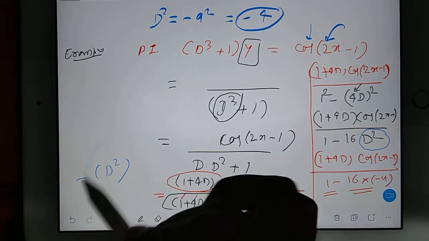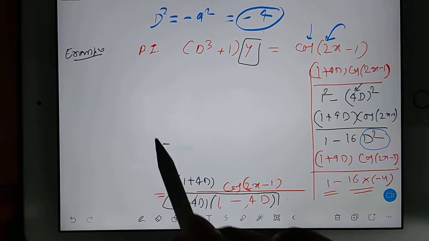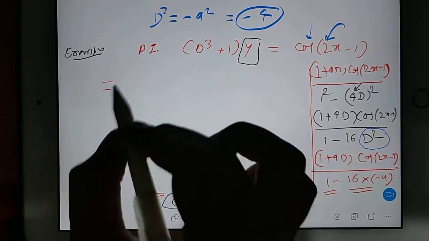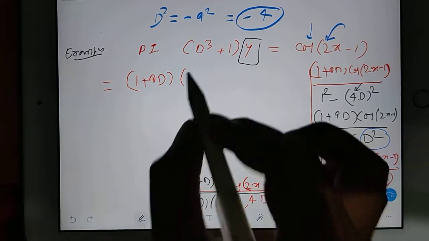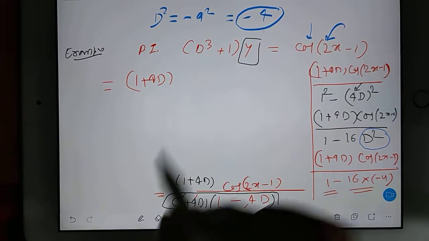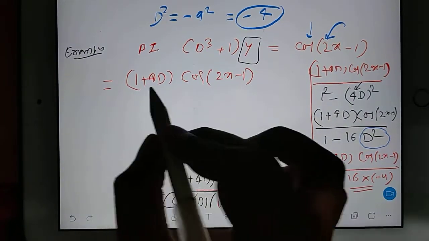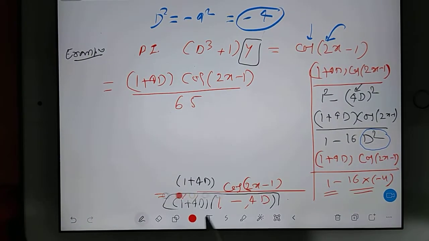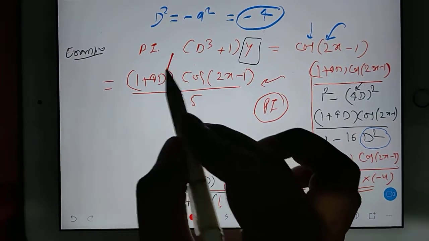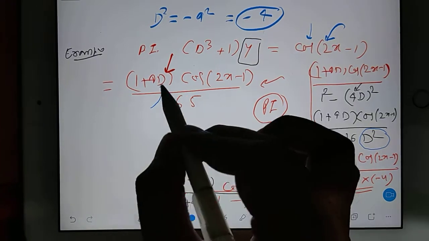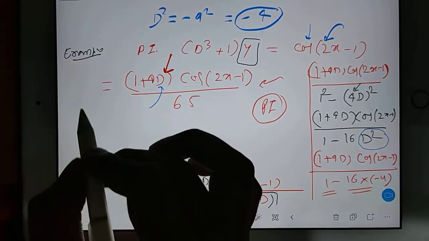Just a minute, I'm erasing this. So here you will have 1 plus 4d, no need to put bracket, cos 2x minus 1 whole divided by 65. Okay. Now see guys, still it is not your pi. Why? Because d is present here. But this d will not give you trouble. Why? Because what is the meaning of d?